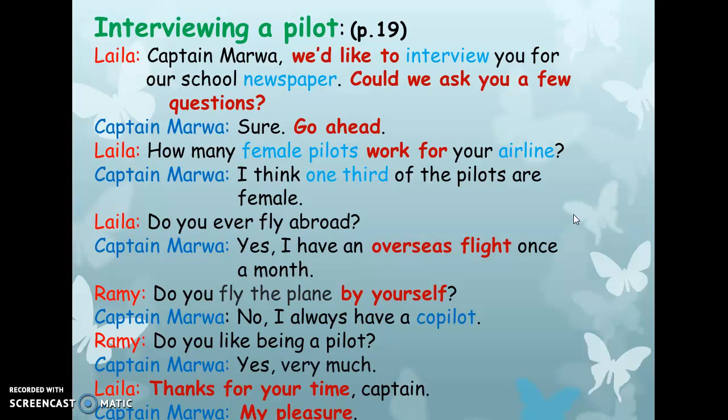We have also "go ahead." Go ahead means to continue or to do some work. "Work for" means to work for a company or a person. "Overseas flight" means to travel abroad or to go across an ocean. "By yourself" means to do work on your own. "Thanks for your time" means that you end the conversation in a nice way. "My pleasure" is the response to anyone who says thank you to you.